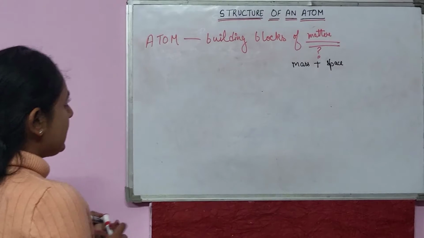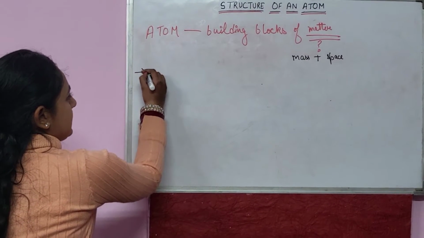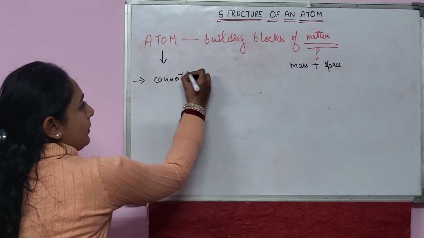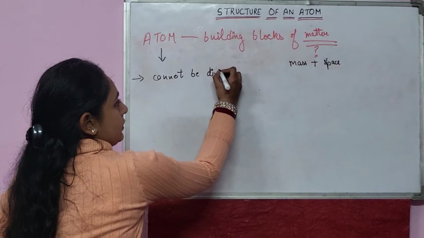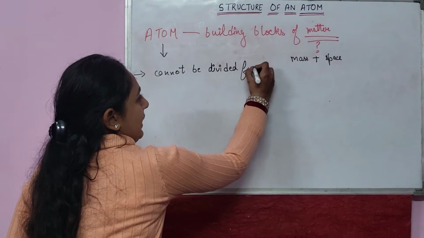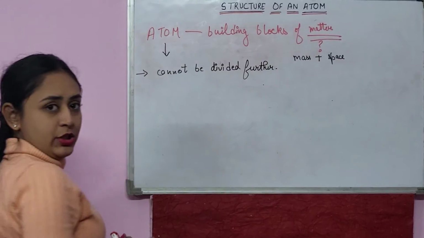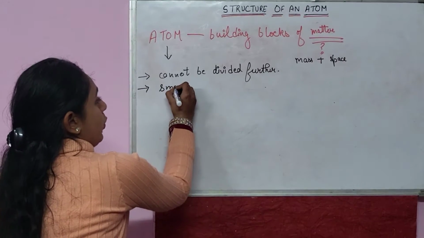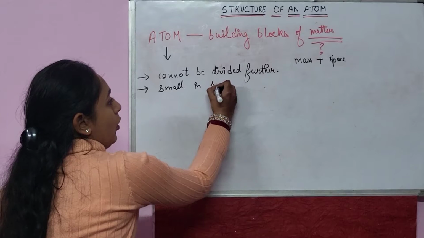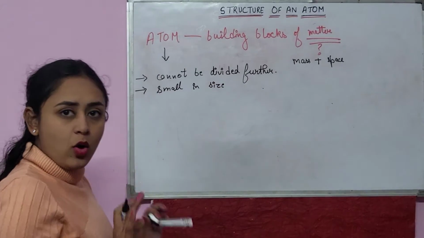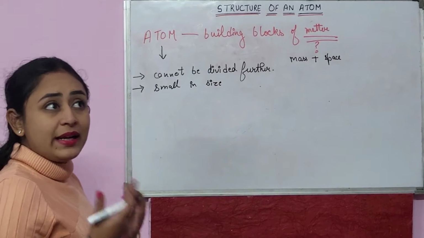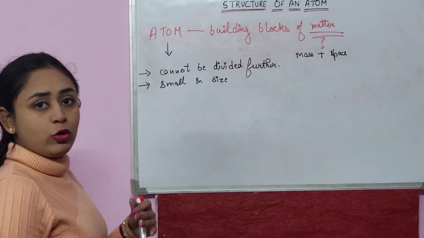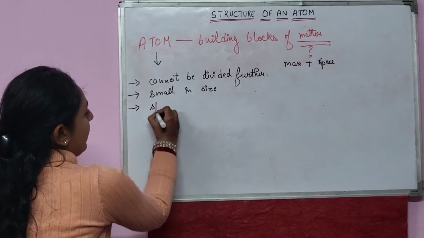If we discuss the properties of an atom, we can say an atom cannot be divided further. The second property is that it is very small in size. It is so small that you cannot see it with naked eyes. Some scientists and researchers have done research on the structure of an atom, and they have told us that the atom is spherical in shape.